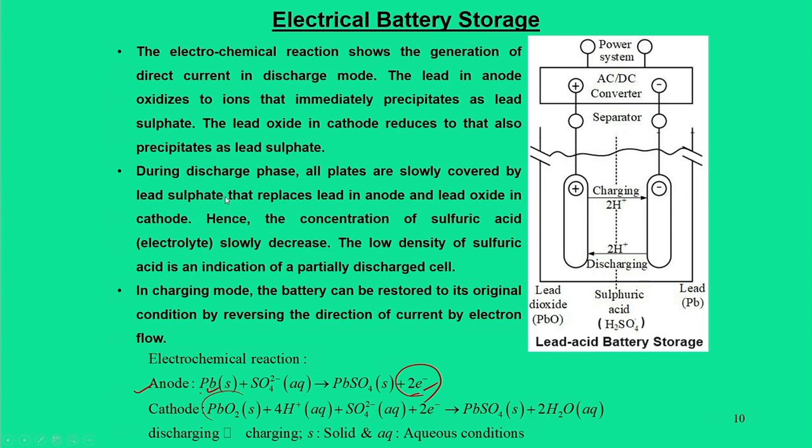So, through this process, what we can see is that the concentration of sulfuric acid will drop, which means it is an indication that we are entering into a partially discharged cell. Now, in the charging mode, the battery can be restored to the original conditions by reversing the direction of current in the electron flow.